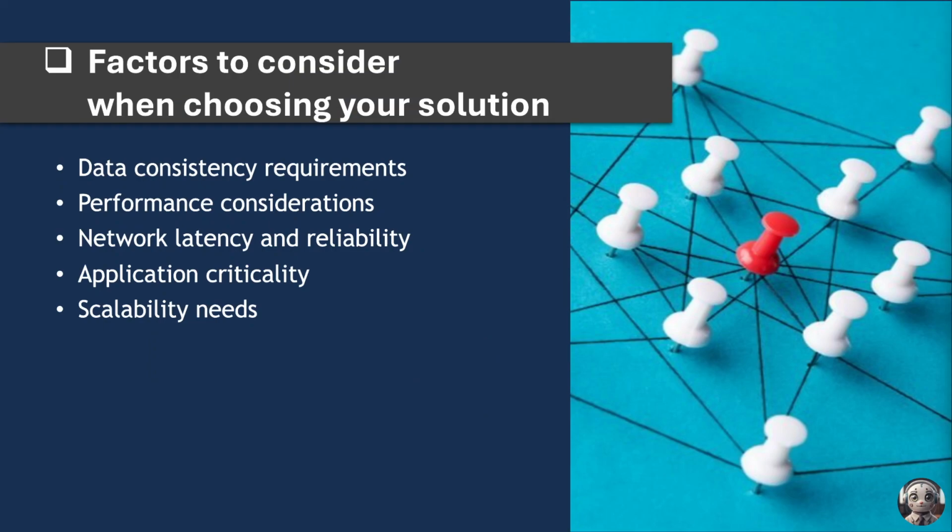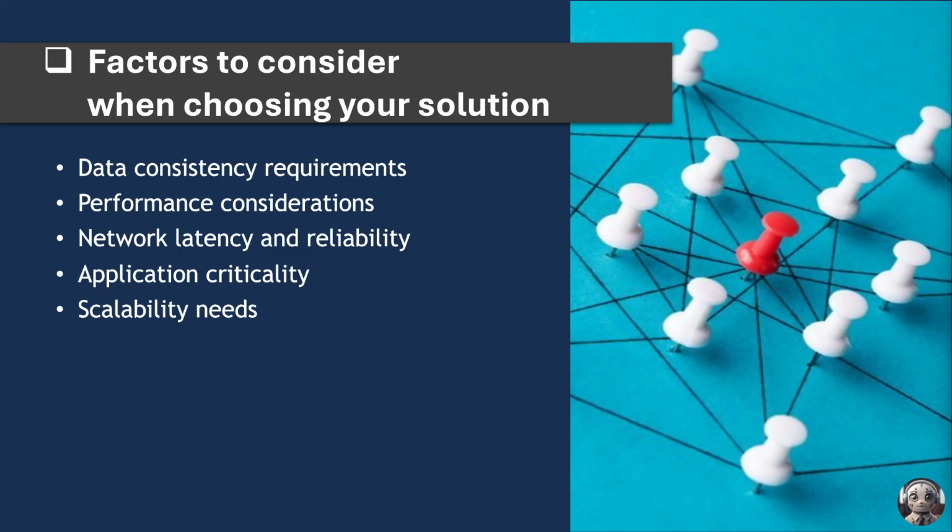As you evaluate your options for data replication, it's essential to consider several key factors to ensure you select the most suitable solution for your specific requirements. Firstly, data consistency requirements should be at the forefront of your decision-making process. Determine whether your application demands strong consistency with immediate synchronization, or if eventual consistency with a slight delay is acceptable. Next, consider performance considerations. Evaluate the impact of latency on your application and whether immediate synchronization is critical. Assess the scalability needs of your system and whether synchronous or asynchronous replication aligns better with your scalability goals.